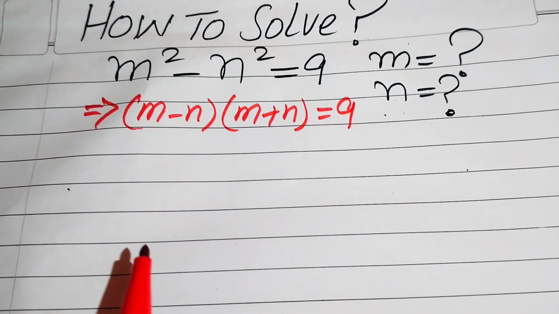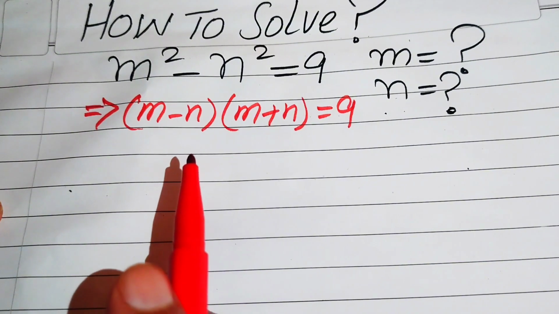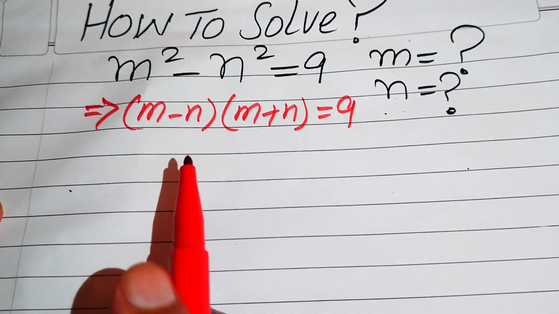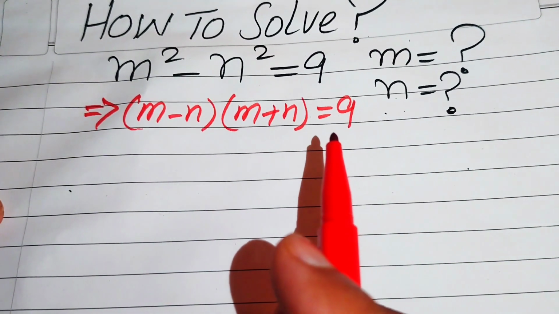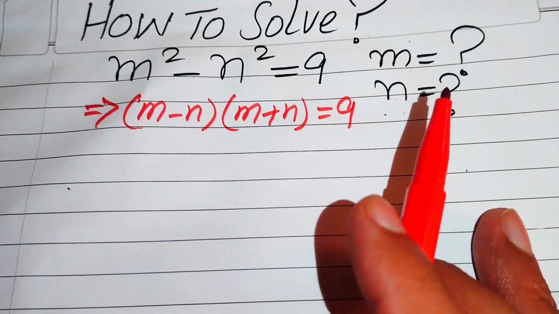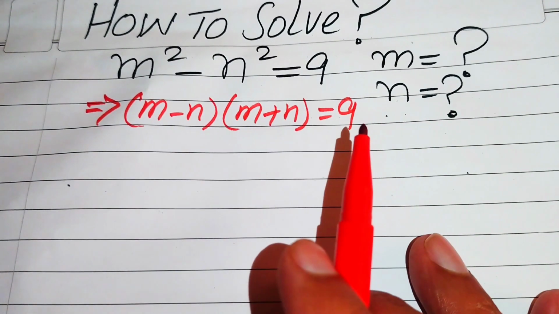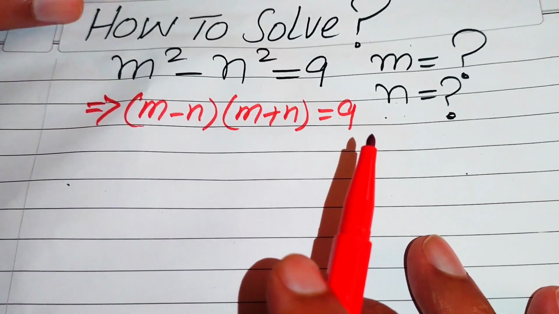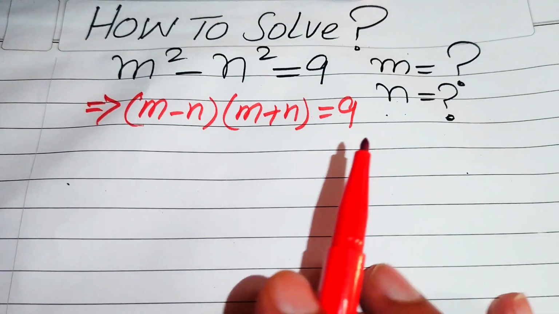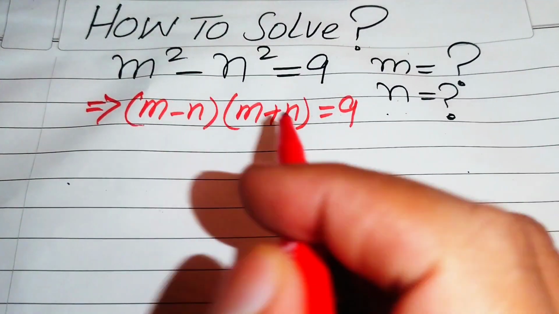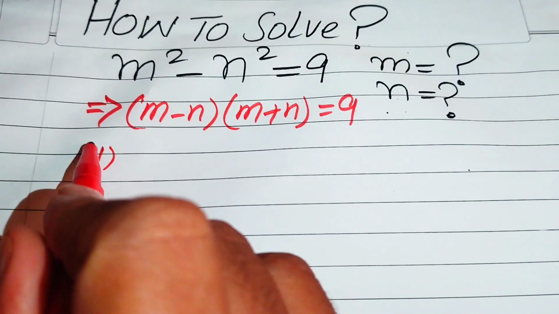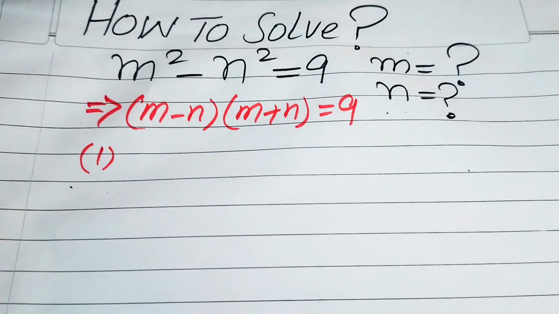And after that, we focus on the left hand side. We have two factors multiplied by each other, but on the right hand side we have only one factor. So now first we make the factors of the right hand side. So here we have the possible factors of 9. We have the four possible factors of 9.